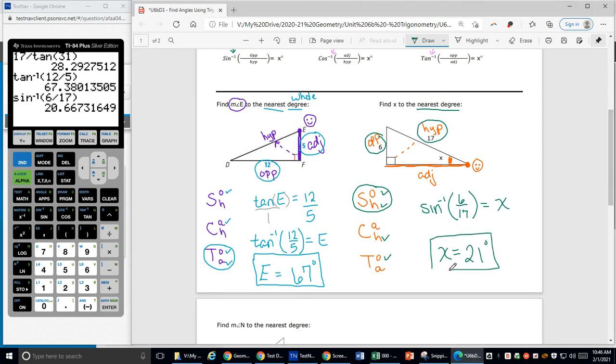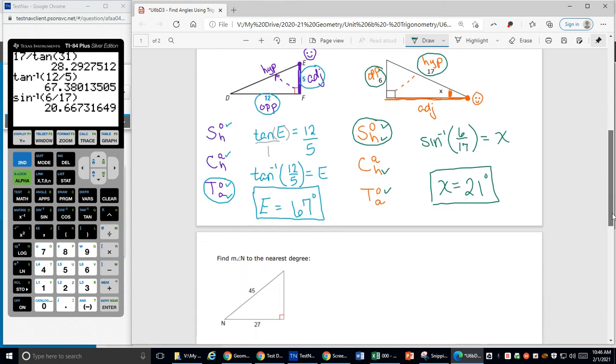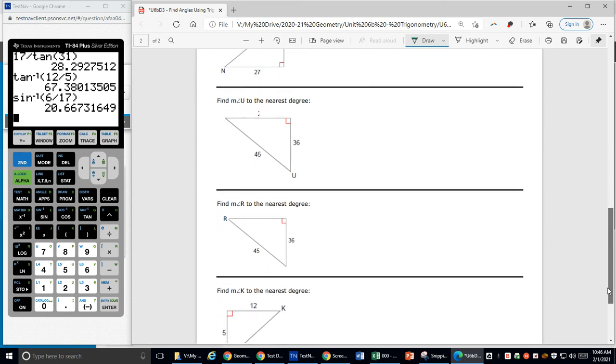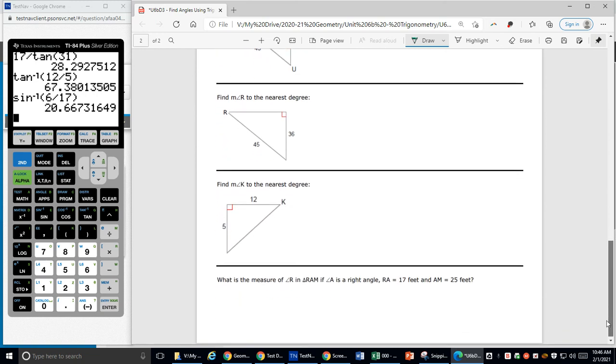Okay, in the next video, we will continue looking at more examples using inverse sine, inverse cosine, and inverse tangent to find the rest of these answers.